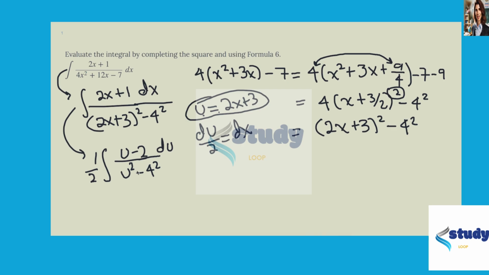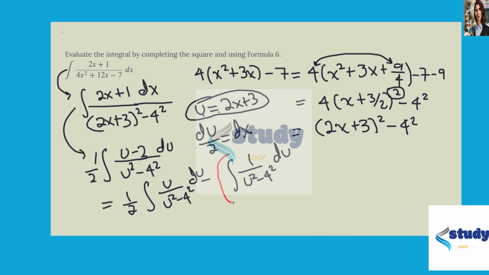So let's go ahead and split this into two integrals. u over u squared minus 4 squared, and then minus, then we could cancel the 2's, 1 over u squared minus 4 squared, so we have two integrals to evaluate. And the one that I'll circle right now in red, this is the one that will require formula 6, so we'll get there in a few moments. Whereas over here, the first integral, we can do a u substitution. So let's go ahead and evaluate these integrals separately.